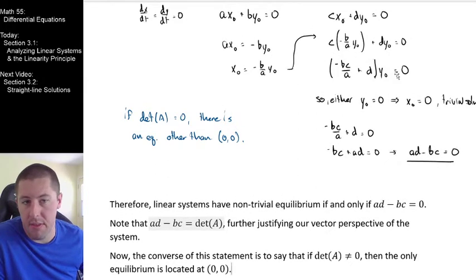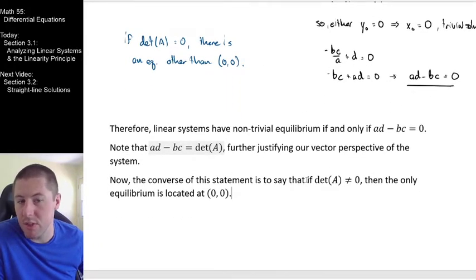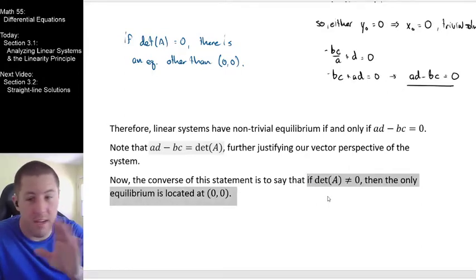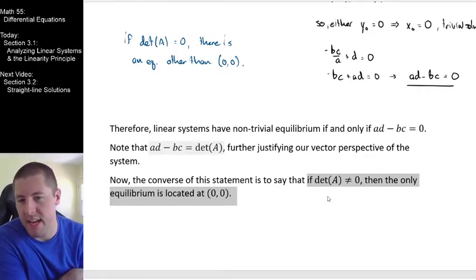And we saw this with our math right here. If we don't get that the determinant is equal to 0, then this statement is only true when y is 0. And we saw that if y is 0, then x is guaranteed to also be 0, right? So this converse of this statement is actually the one that's a little bit more interesting to us right here. If the determinant is non-zero, then the only equilibrium is at the origin, and therefore the only one that you need to classify is the one that's at 0, 0.